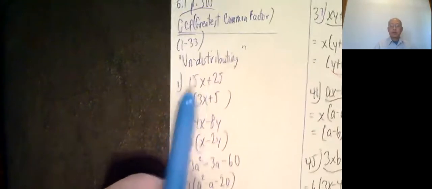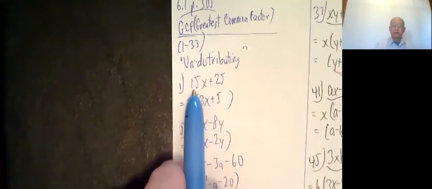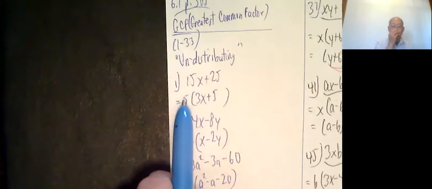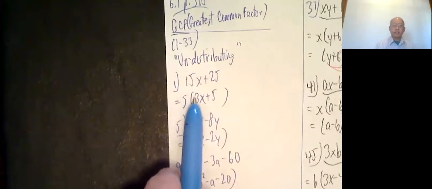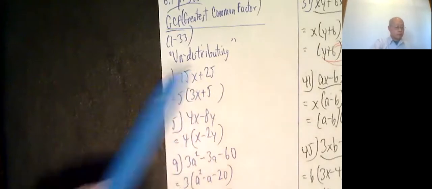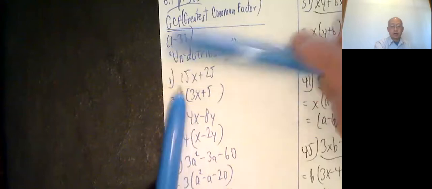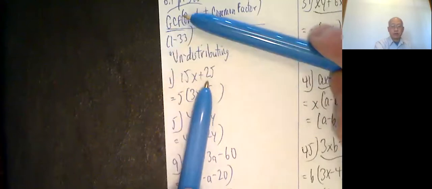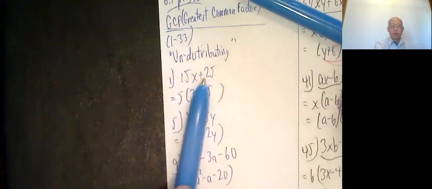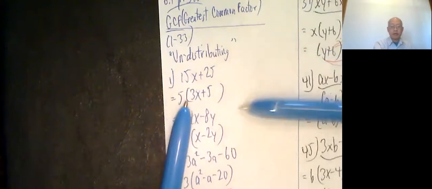So number 1, 15x plus 25. The greatest common factor is 5. 5 goes into 15 and also 25. So take out the 5. What's left behind is 3x plus 5. Notice this is the exact opposite of when you distribute. Before, we said multiply this out: 5 times 3x is 15x, 5 times 5 is 25. Now we're going backwards. Can I go from here back to here? So take out the 5, and what's left behind is 3x plus 5.